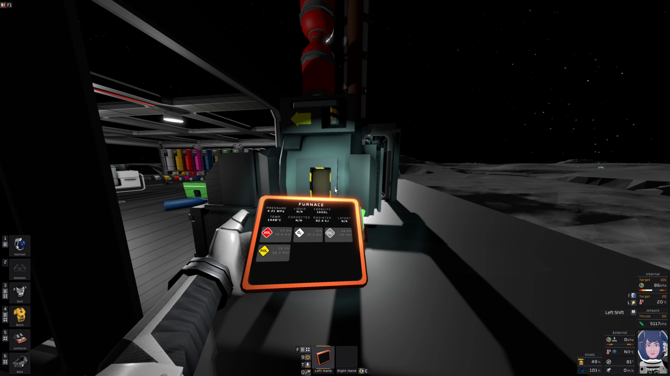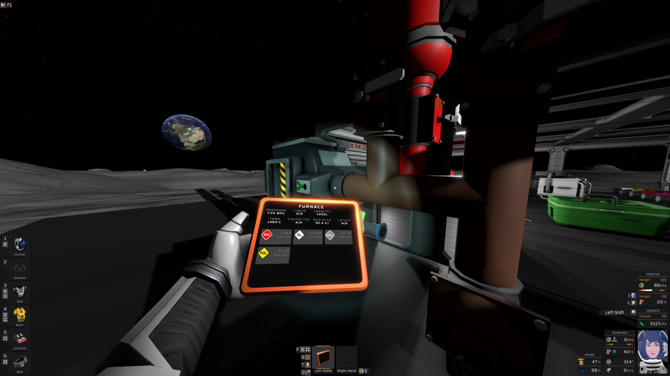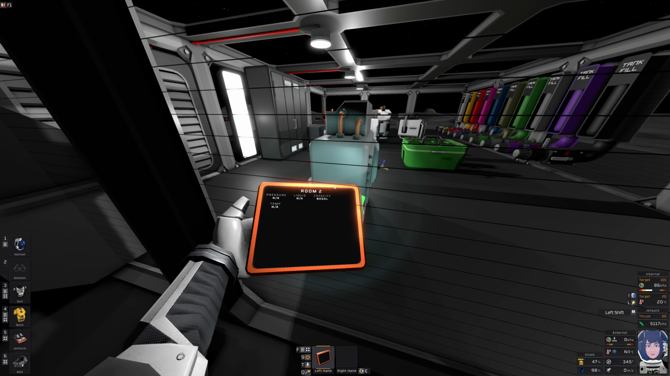You see? CO2. And most of it even is CO2. And tons of pollutant. And lots of heat. Can we make use of this? The furnace's output pipe leads right down here to our station.